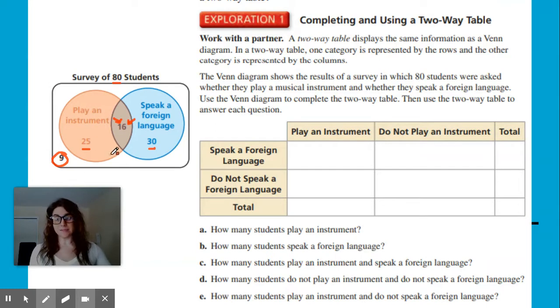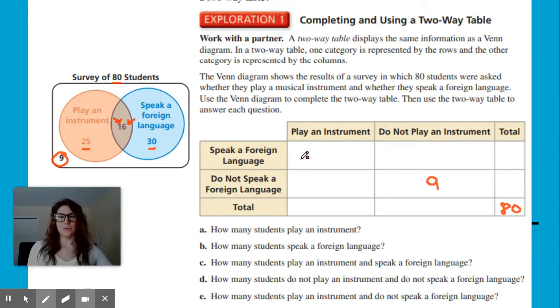So we can use this to help fill in this table over here. First off, I like to start with a total if I know it. So I know that there were 80 total students. So that's the total. And the reason I say that is because we have the total columns and we have the total rows, but the total altogether is that bottom right-hand corner. So as we go through this, we're going to use this data. I'm going to start with this 9. 9 do nothing. They do not play an instrument and they do not speak a foreign language. So I can fill that in this column right here. It's under do not play and do not speak.